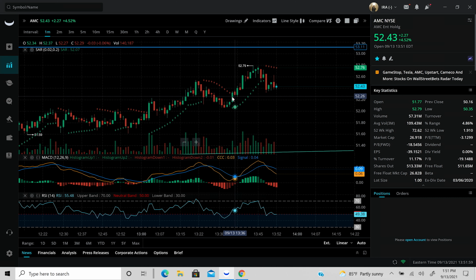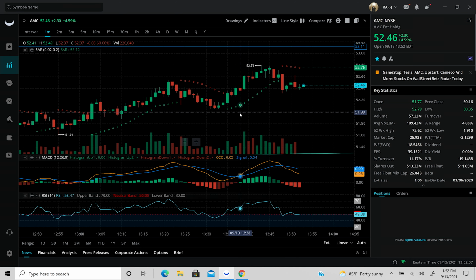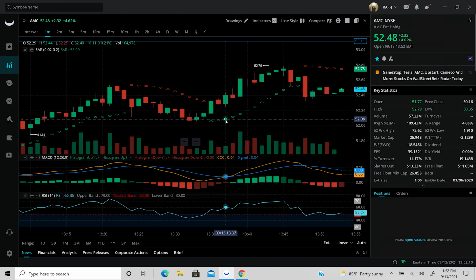Now, there's also another reason to have the SAR, and that is stop losses. So you enter a trade here and you get a nice green candle. You get a red candle here. Where are you setting your stop loss? If we highlight the second dot here, we see that the stop loss should be at or about 52.07.